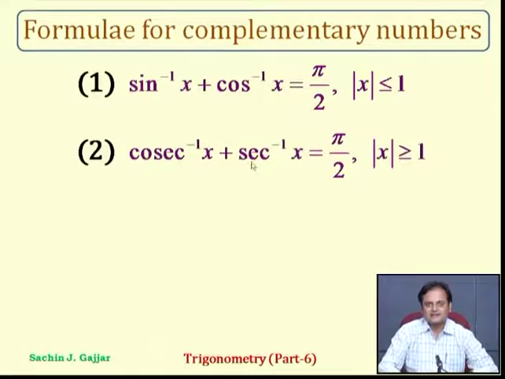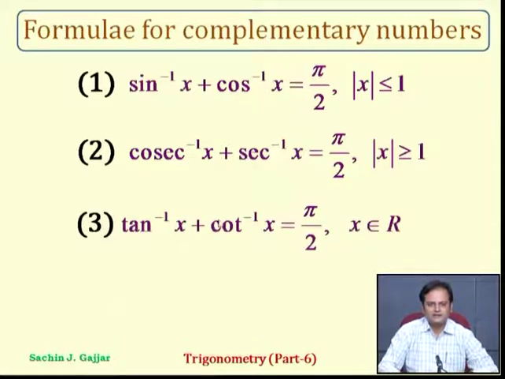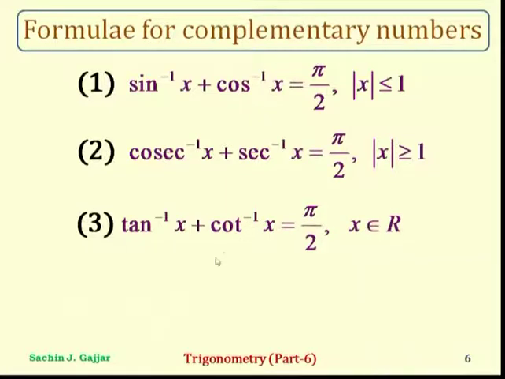Now second one, cosec inverse x plus sec inverse x equal to pi by 2, where mod x greater than or equal to 1. Third one is tan inverse x plus cot inverse x is also equal to pi by 2, where x belongs to R. So this formula is true for all real values of x. Okay, so these three formulae are known as formulae for complementary numbers. These three results are very important, and we will use these results in examples to solve the examples.